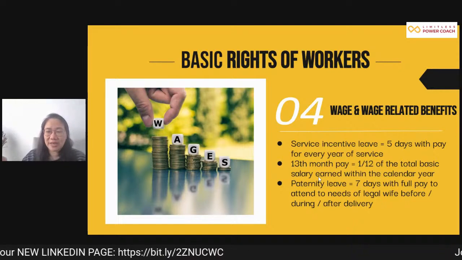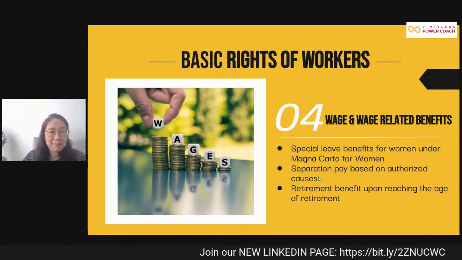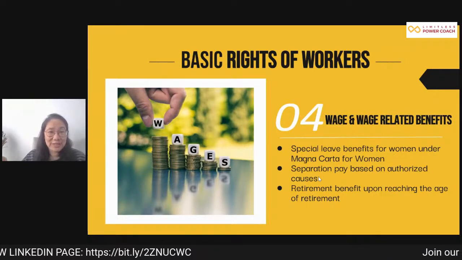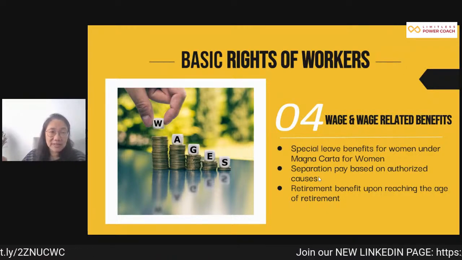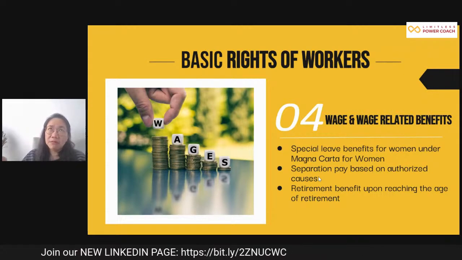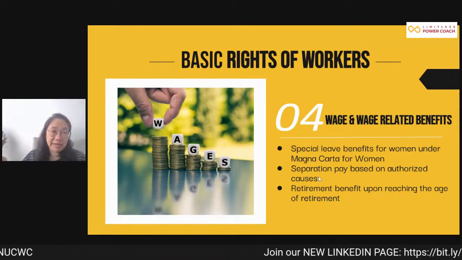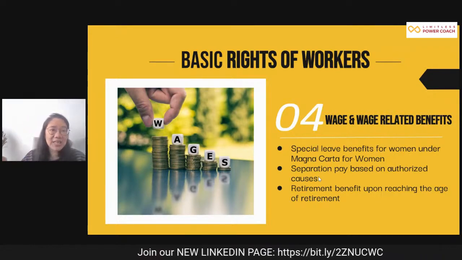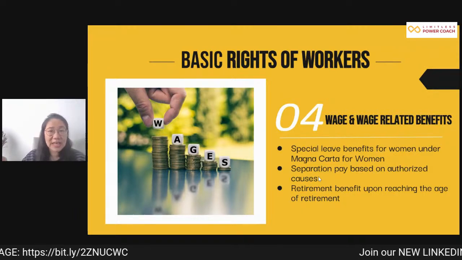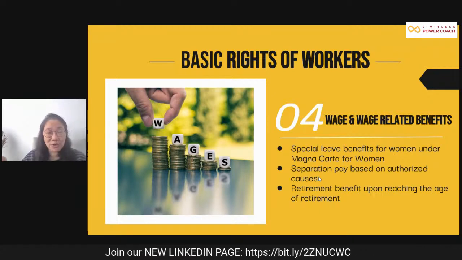Of course, you're also entitled to a paternity leave if you become a new father. Of course, we now have the special leave benefits for women under the Magna Carta for Women, and we have the 105 days of maternity leave benefit as well. Then right now, meron na rin tayong tinatawag na 10 days of special leave for employees who are victims of violence against women. So you need to be mindful of that, and that's 10 days for every incident. And then people are entitled to separation pay based on authorized causes and retirement benefit upon reaching the age of retirement. So it's 60 years, yun yung optional.